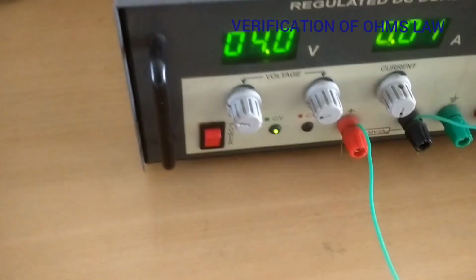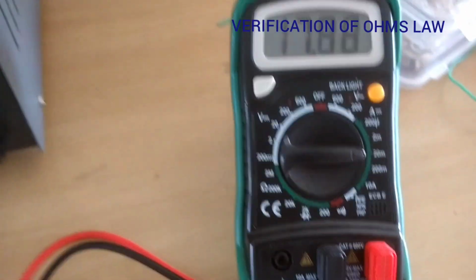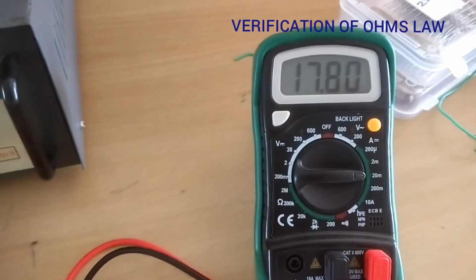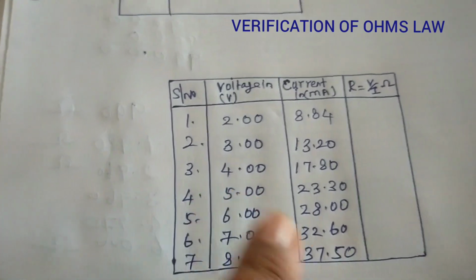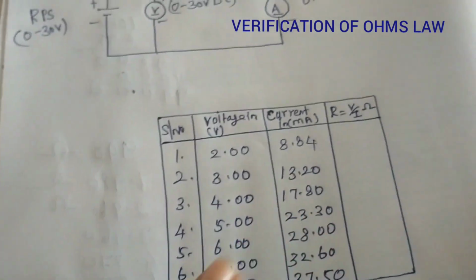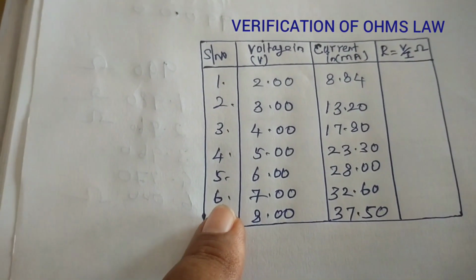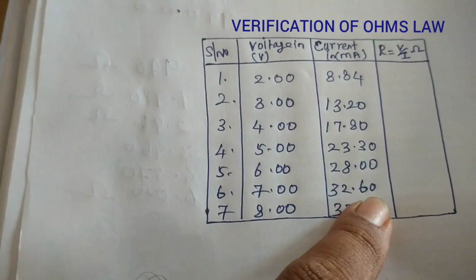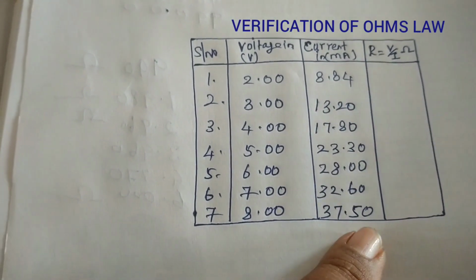Now by adjusting the RPS, we are keeping the voltmeter at 4 volt. And you can see the ammeter is 17.80 milliamps. So after that we have taken 5 volt, that is current is 23.30, and for 6 volt the current is 28, and for 7 volt the current is 32.60 milliamps, and for 8 volt the current is 37.50 milliamps.